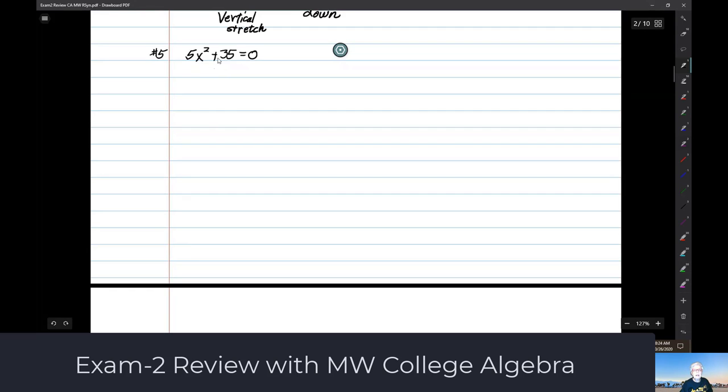Whenever you notice this is what you have, this middle term is absent. It's not there. All you've got is the quadratic term and the constant term, and that's it. When you do, you solve like this.